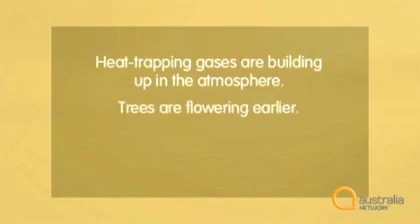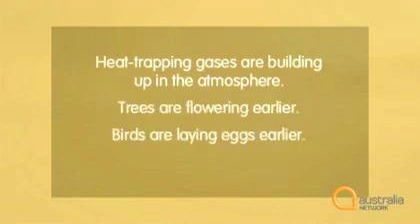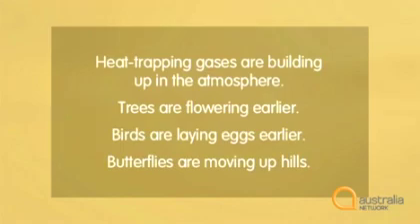Trees are flowering earlier, birds are laying eggs earlier, and butterflies are moving up hills. From the sequence of information, we realise that birds are laying their eggs earlier because gases are making the earth warmer. So a simple list of statements can show a cause and effect relationship. But there are other ways too.